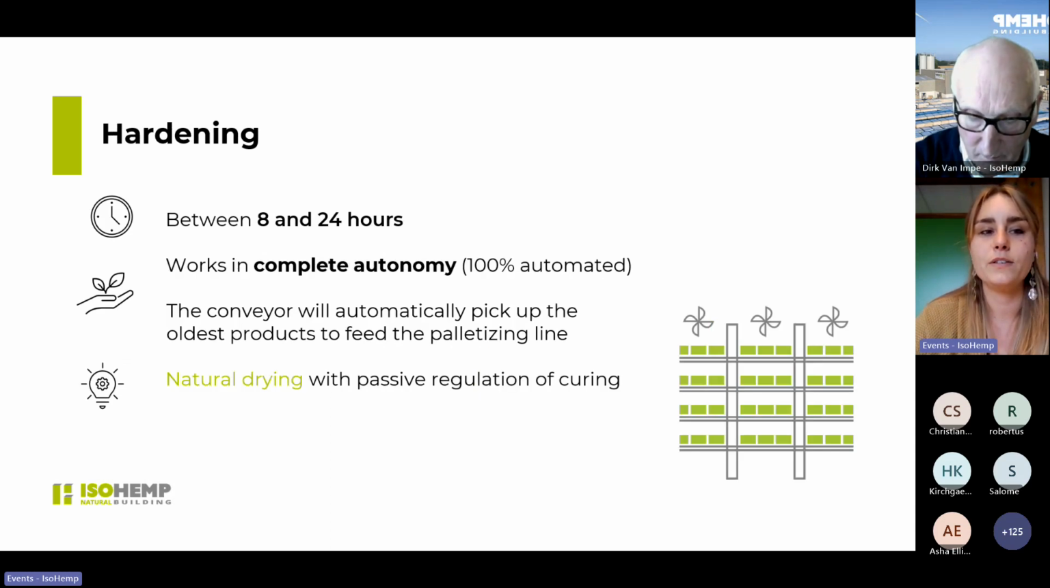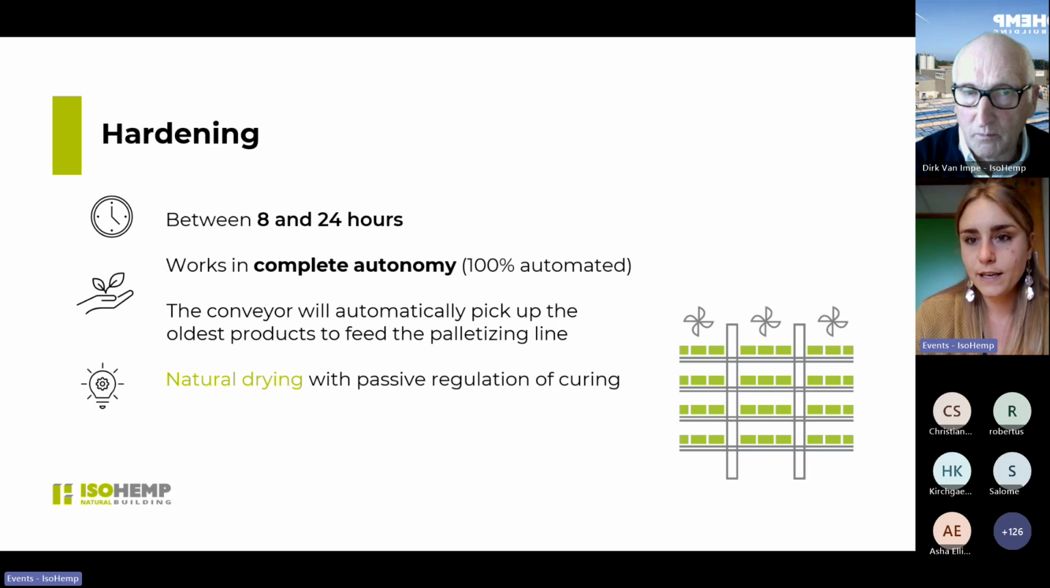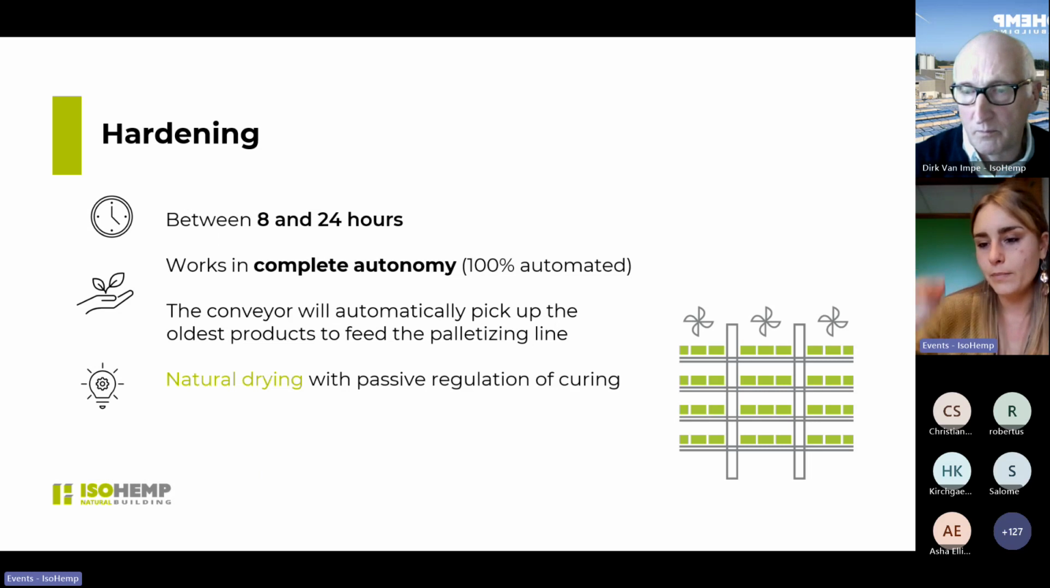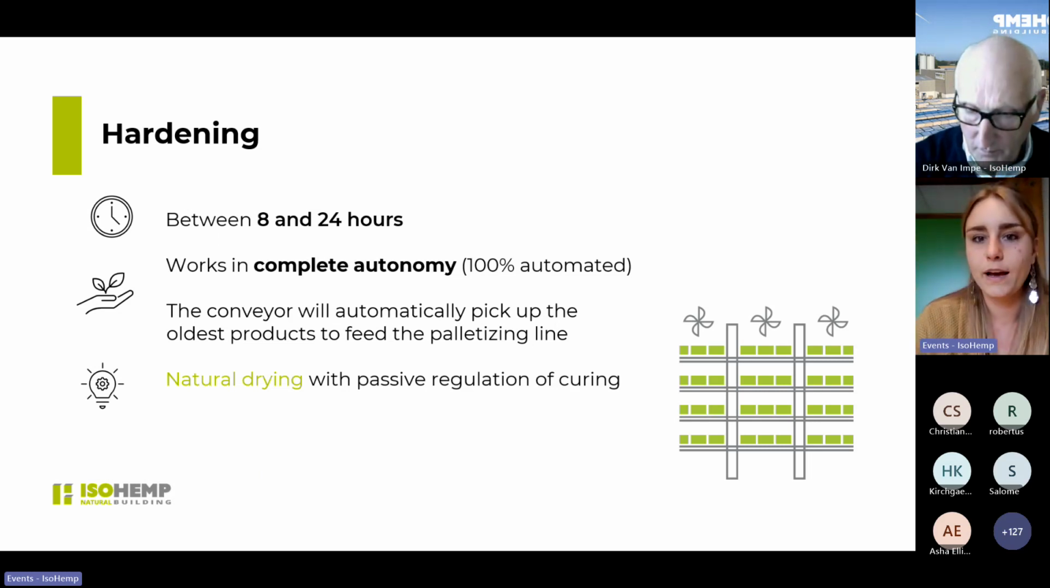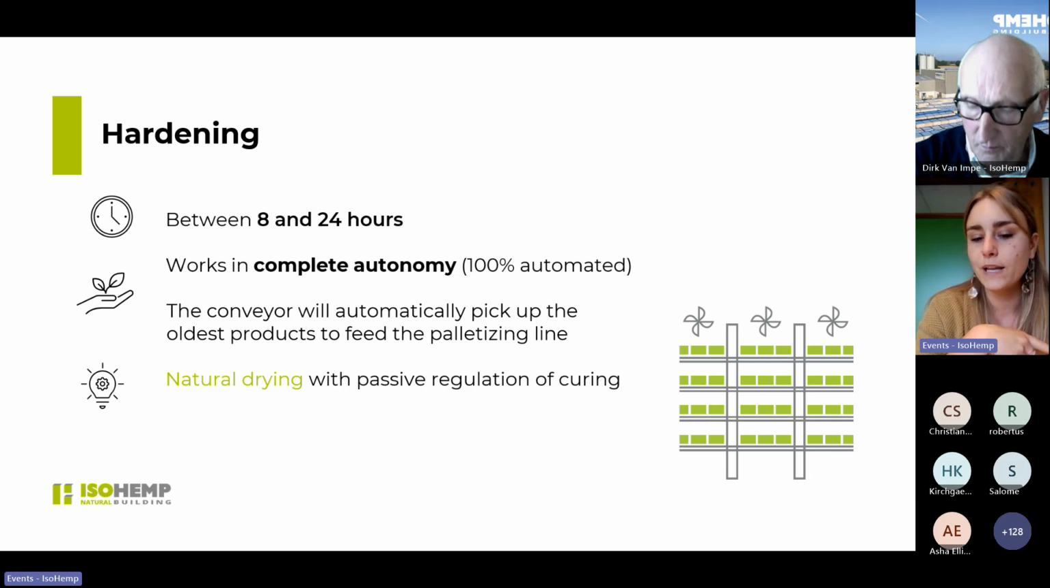Then we have the hardening process. We leave the blocks hardening for between 8 and 24 hours. The work is completely automatic. We have a machine that grabs the blocks and puts them into ranges to let them dry. And it alternately picks up the oldest blocks that are already dry to make them go to the next step of the process, which is palletizing.